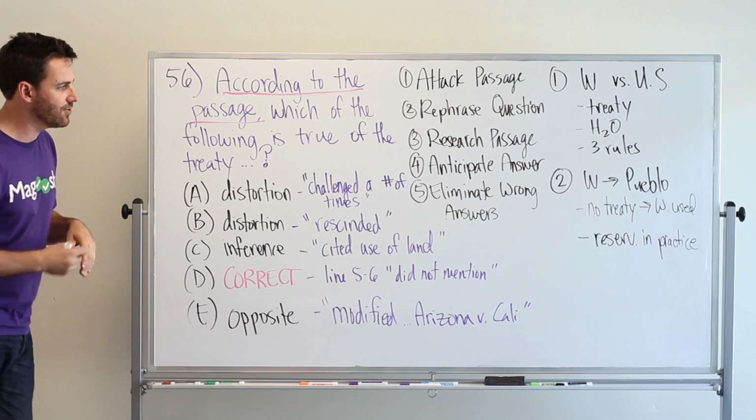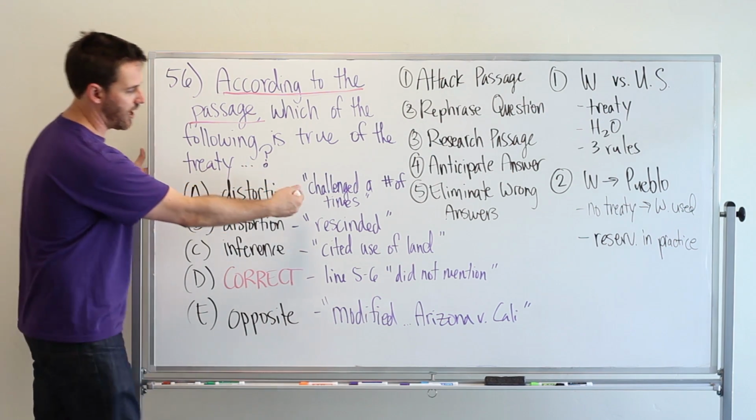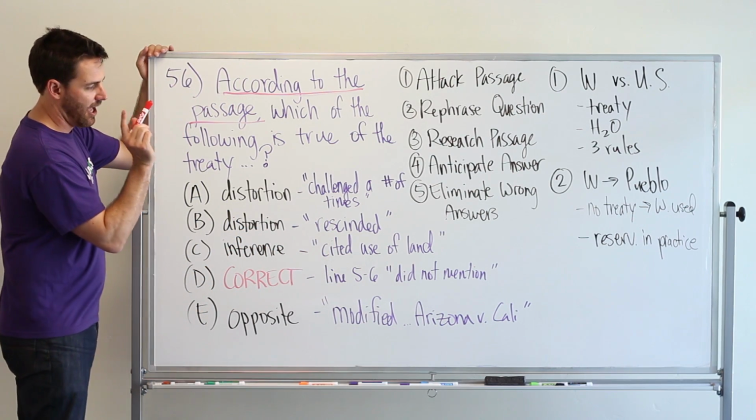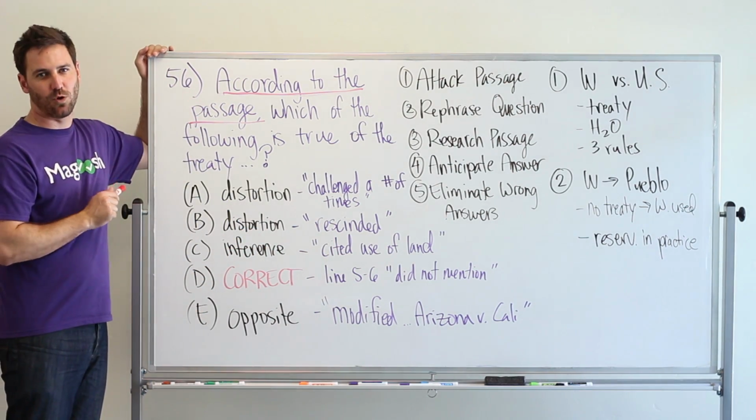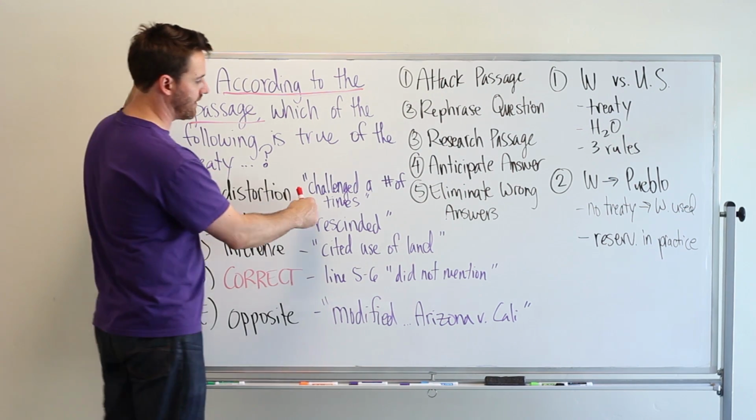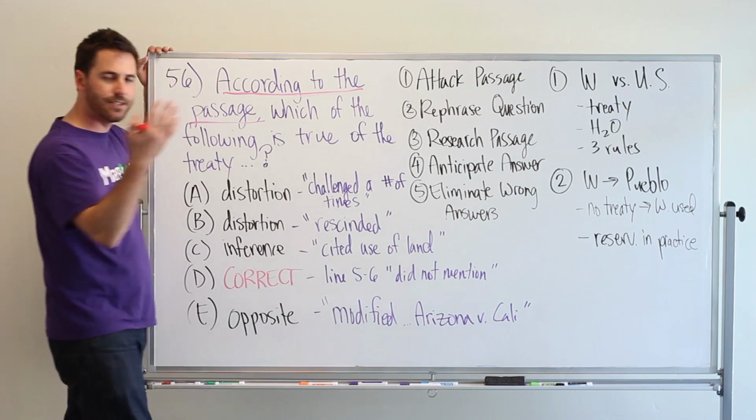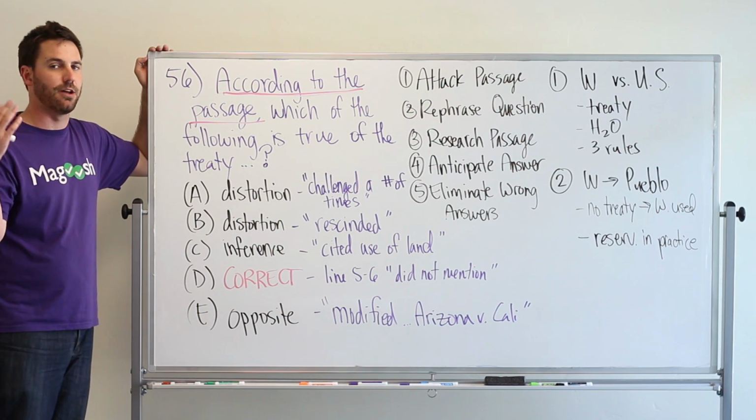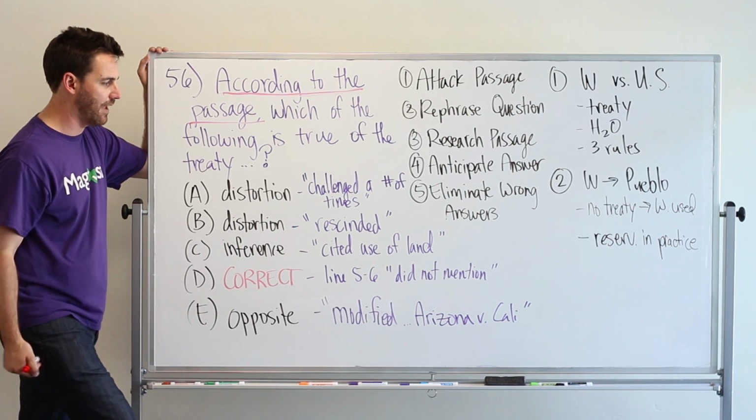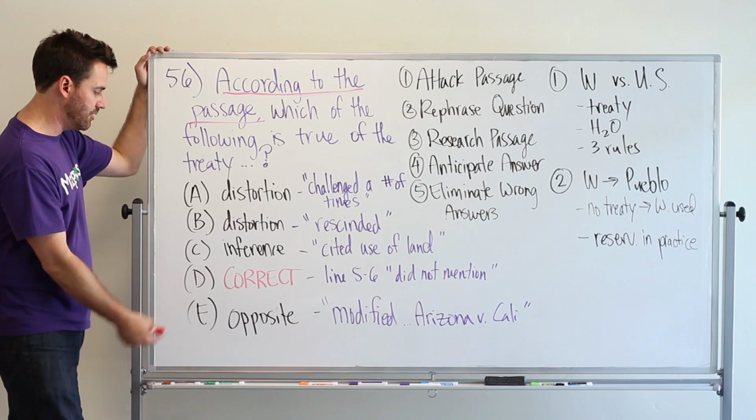Going through the answer choices here, answer choice A is a distortion, and I've tried in purple here to state what in the answer choice was wrong. A is a distortion because of the phrase "challenged a number of times." There's nothing in the passage that said it was challenged a number of times. We don't know. B is also a distortion of the passage. It said it was rescinded. That's not true. That's not in the passage.